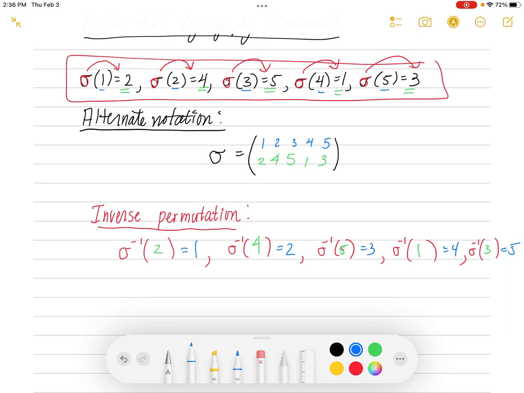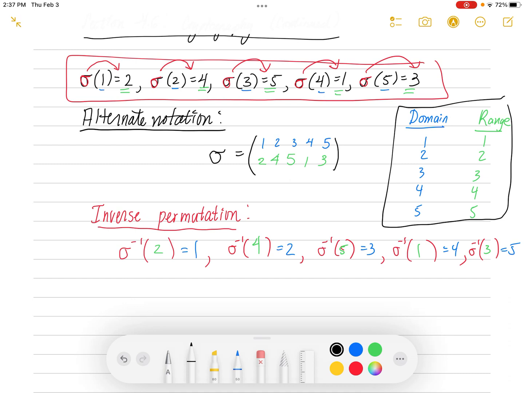Now, what's the idea behind this? Well, the idea here is you have a domain and you have a range. And the domain is 1, 2, 3, 4, 5. And the range is 1, 2, 3, 4, 5. So sigma is a function that sends 1 to 2, 2 to 4, 3 to 5, 4 to 1, and 5 to 3. So that would be sigma.